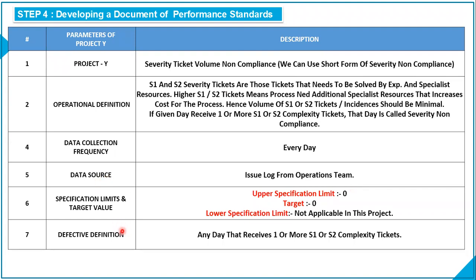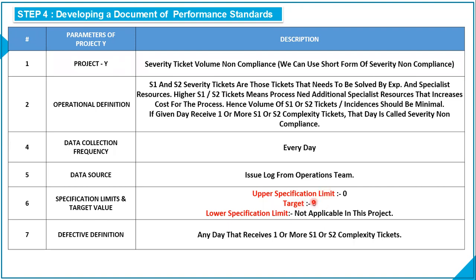Specification limit and target value. Lower specification limit is not applicable in this case, right? Lower is better, so zero is always better. The target has to be zero. In other words, we are not supposed to have any S1 or S2 tickets if you really want to reduce the cost associated with resolving those tickets, right?